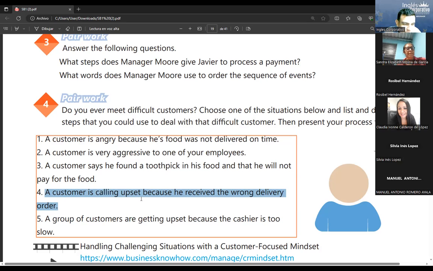And the last one: a group of customers are getting upset because the cashier is too slow.